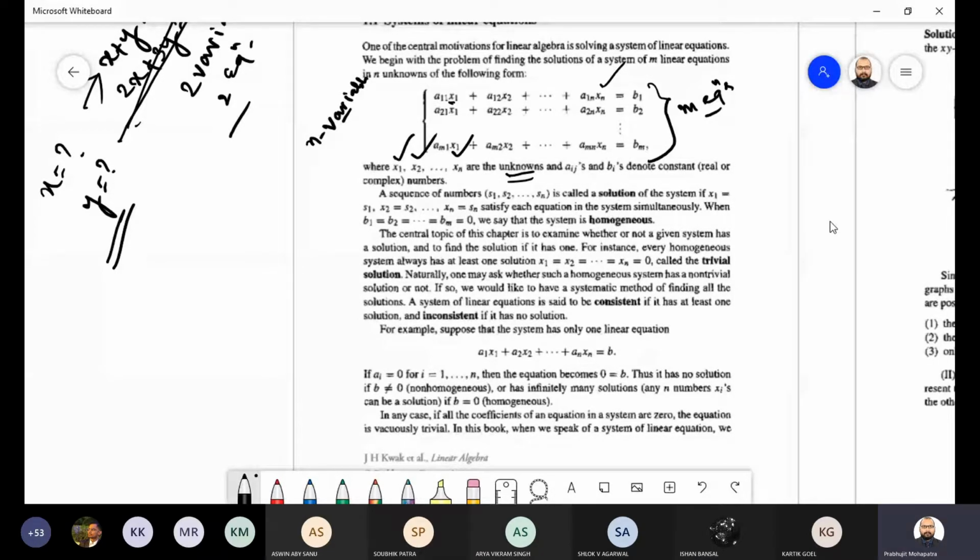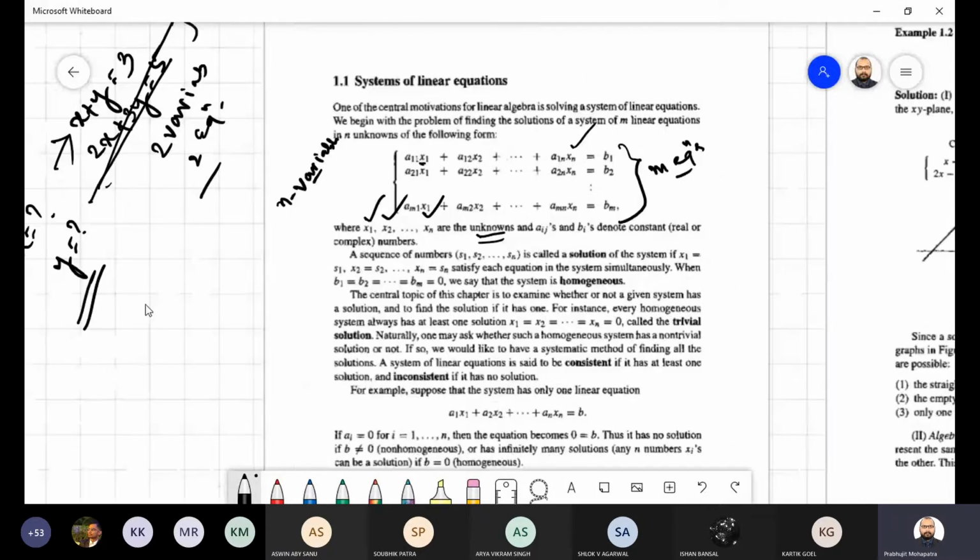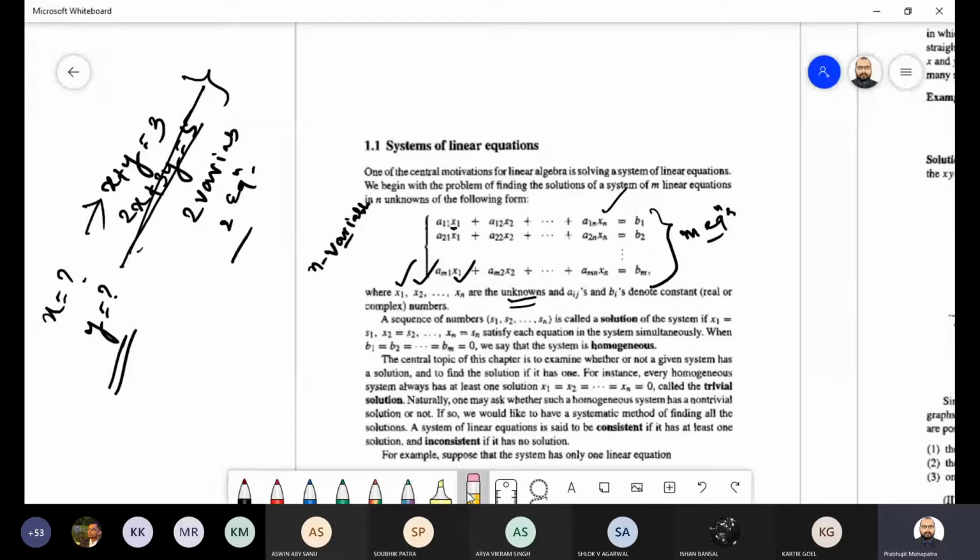And this b1, b2, sometimes you may have the right hand side as 0, sometimes you may not. If the right hand side is 0, like 2x plus 3y equal to 0, then it is called a homogeneous equation. It is not necessary that all the time you will have the right hand side as 0. If it is 0, it is called homogeneous. If the right hand side is not 0, then it is called non-homogeneous.